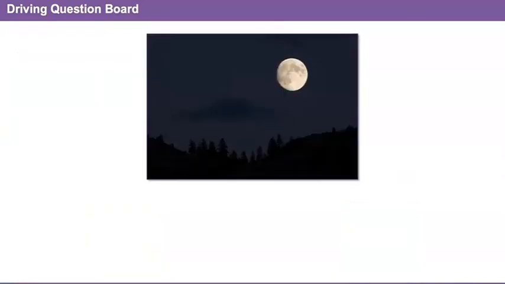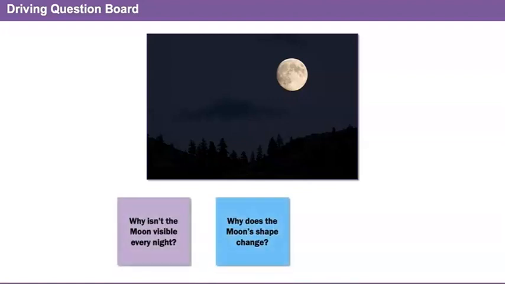Look at the beautiful moon in this photograph. On some nights, we can see the moon clearly, as in this photograph. But on other nights, we can't see the moon at all. And some nights when we see the moon, it's not the same shape as this round moon in the photograph. Why isn't the moon visible every night? And why does the moon's shape change?